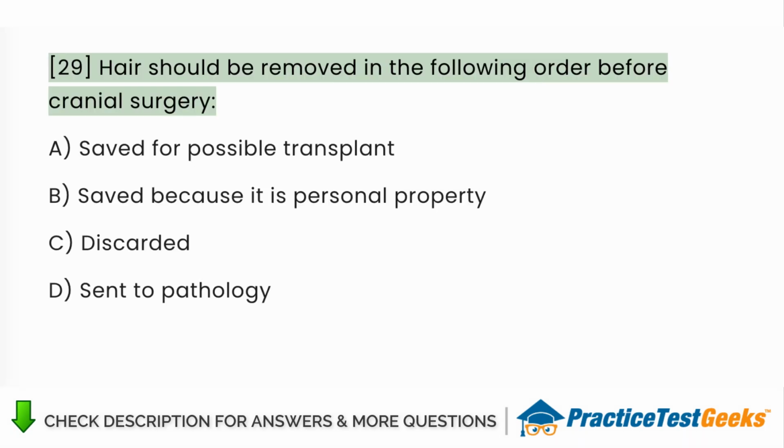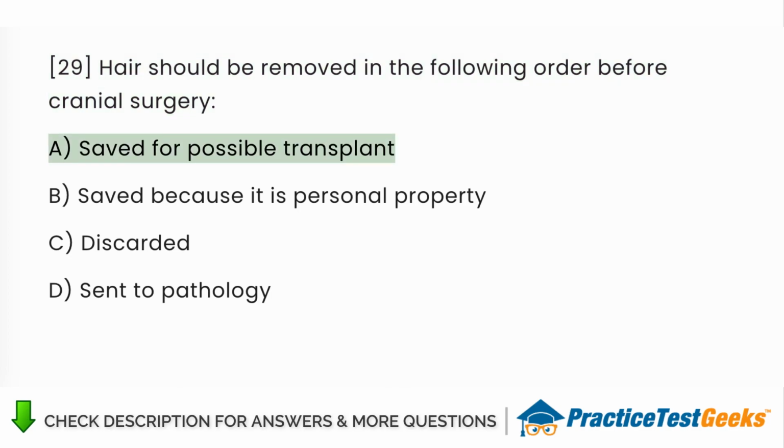Hair should be removed in the following order before cranial surgery. A. Saved for possible transplant. B. Saved because it is personal property. C. Discarded. D. Sent to pathology.